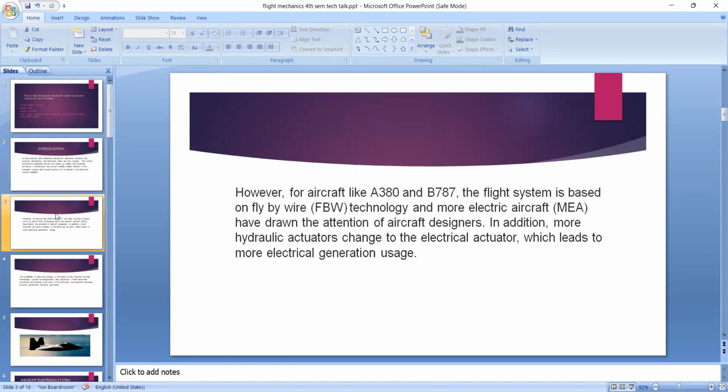However, for aircraft like A380 and B787, the flight system is based on fly-by-wire FBW technology, and more electric aircraft MEA have drawn the attention of aircraft designers. In addition, more hydraulic actuators change to electrical actuators, which leads to more electrical generation usage.